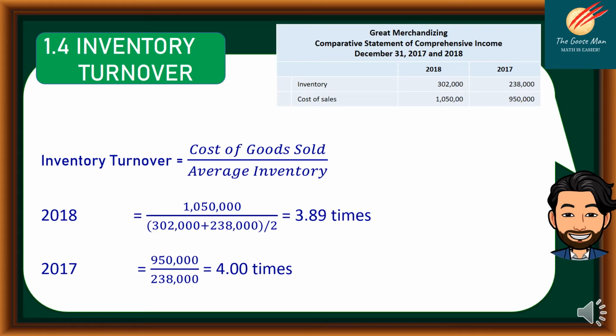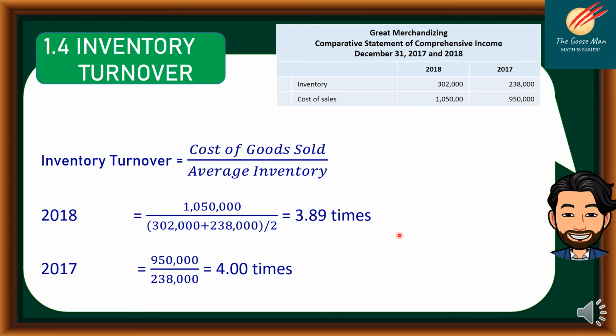So for our formula, we will use inventory turnover is equal to cost of goods sold divided by the average inventory. So that is why in 2018 we have 1,050,000 divided by the average of 302,000 and 238,000. So this is equal to 4.89 times. While for 2017, we have only 950,000 divided by 238,000. So it means we have 4 times.